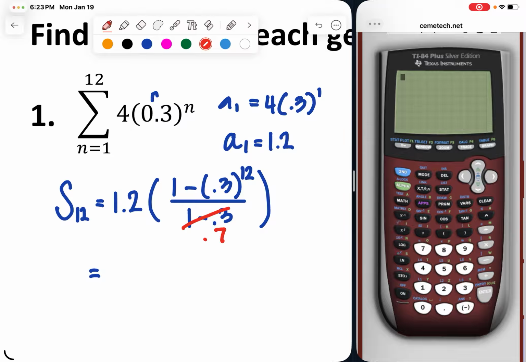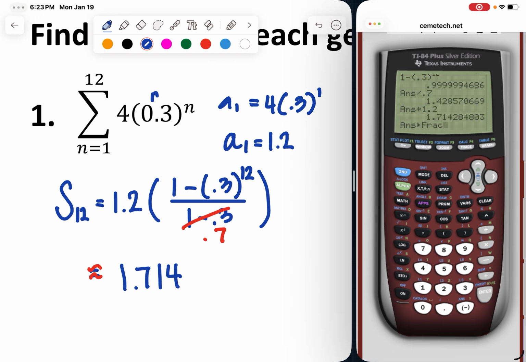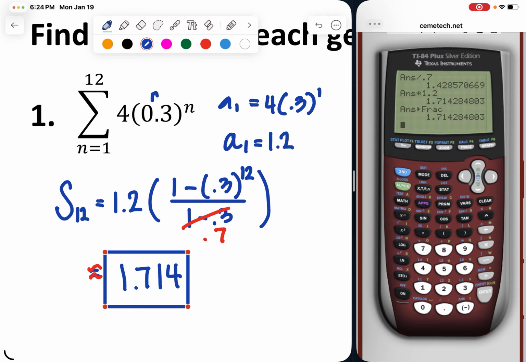Okay, so I'm going to start by typing my numerator. I'm going to do 1 minus, I technically don't need the parentheses around the 0.3 since it's positive and not a fraction, but I'm going to do it anyways. 12th power, enter. Divided by 0.7, enter. And then I'm going to hit times 1.2, enter. There's my answer. We're going to round to 3 decimal places, so we should say approximately, because this is not exact, 1.714. Now we could check to see if this comes out to a nice fraction. Math, enter, enter, and then write that answer, but I don't. It does, it just won't fit in our calculator, so we have 1.714.